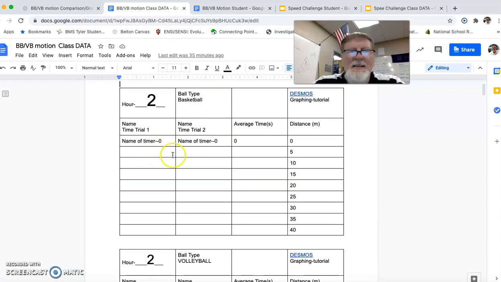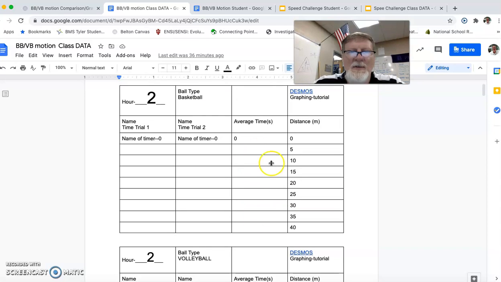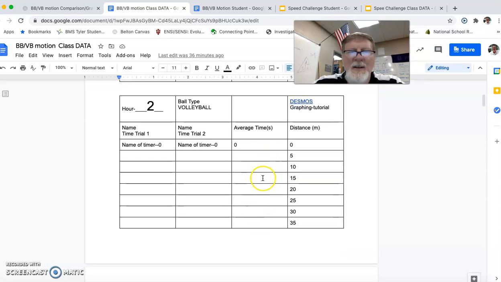During class today, we will have students at different distances, and there'll be 2, hopefully if there's enough students, and those 2 students will take their times and average them to get the average time. This is the actual data column that you will use. And here it is for the volleyball. So this table is for the basketball. This one is for the volleyball.